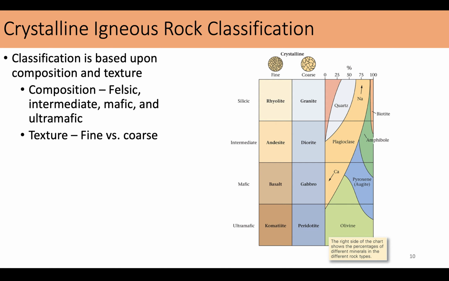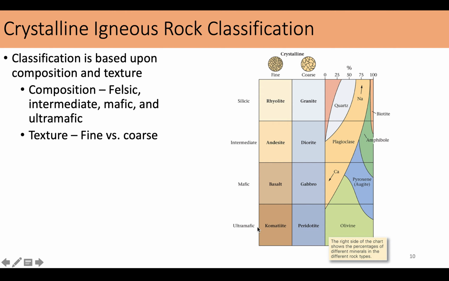So we classify igneous rocks based on the composition and the texture. What we mean by composition is, is the rock felsic, intermediate, mafic, or ultramafic? And then by texture, we look at, is it fine-grained or coarse-grained? Fine-grained meaning it has very, very small grains. Coarse grains meaning it has larger grains. And then looking at felsic, intermediate, mafic, or ultramafic.